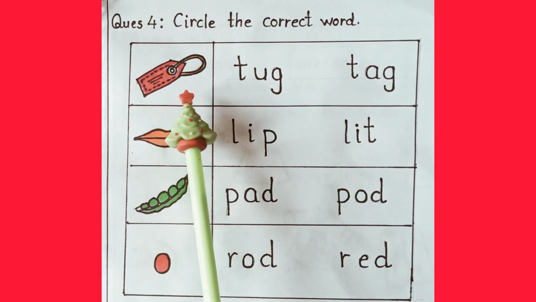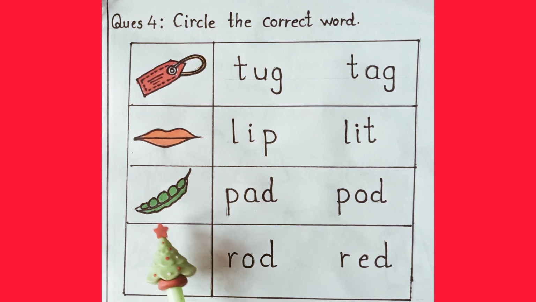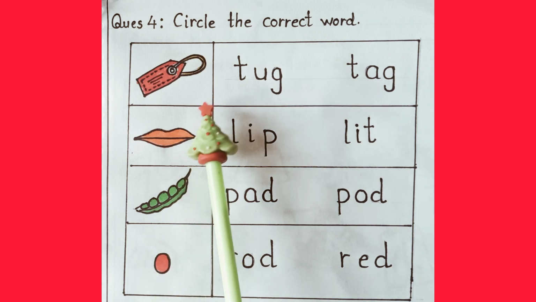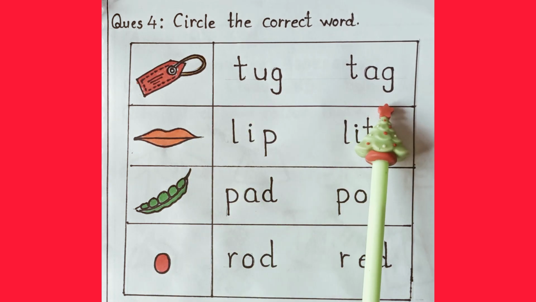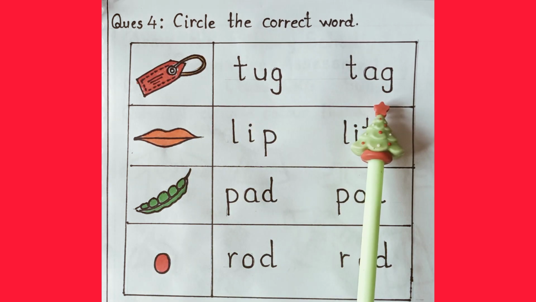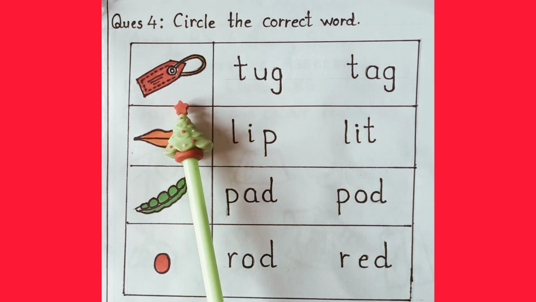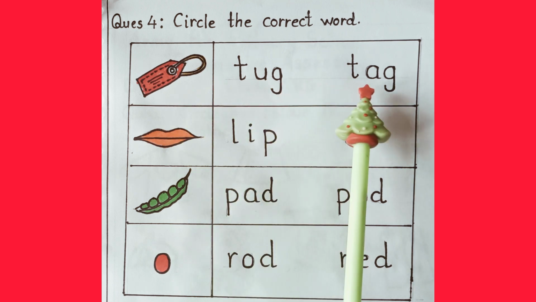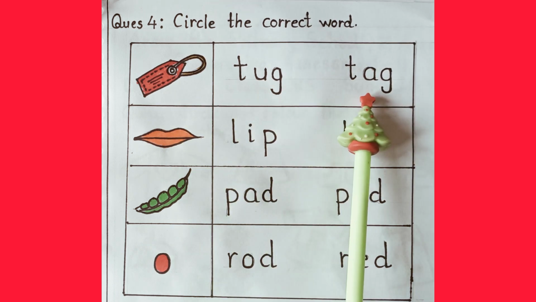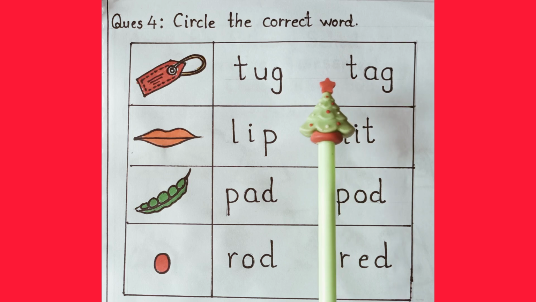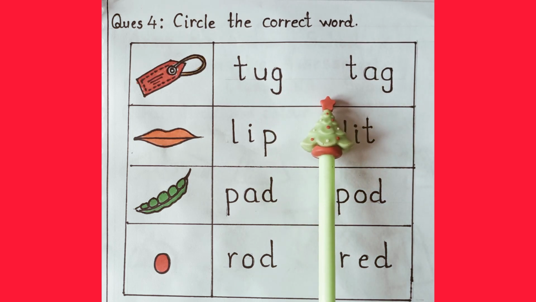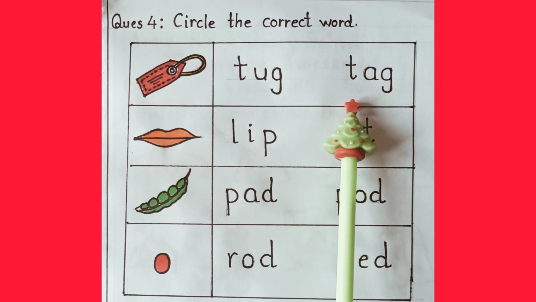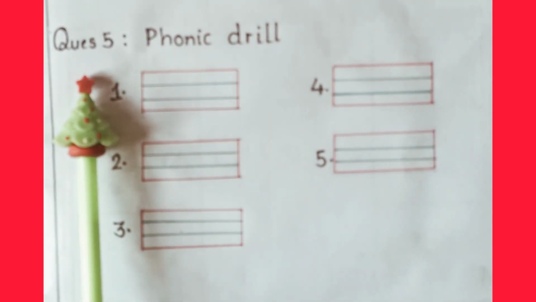Right? Question number 4. Circle the correct word. Children, on the left side you can see 4 pictures in a separate rows. In each row I have written 2 words. First you will see the picture, speak the name of picture and then find the correct spelling of the name of picture. Finally, you have to circle the correct spelling. Right, children?